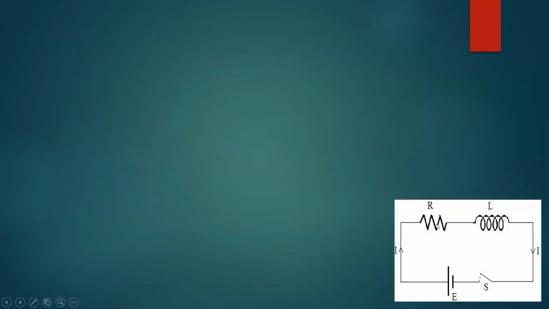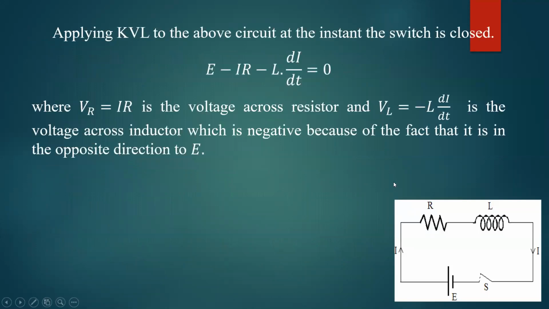Now let us apply the KVL and solve the equation to find the expression for I. That is our aim. Now you apply the KVL to this circuit at the instant the switch is closed. When the switch is closed, the current through the circuit was zero. Initially, current was zero. When you close this switch, current starts to increase from zero. Apply the KVL.